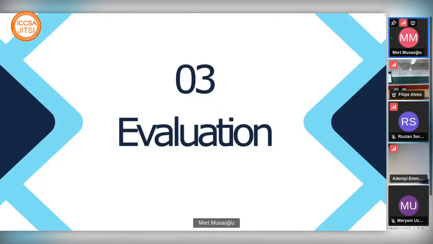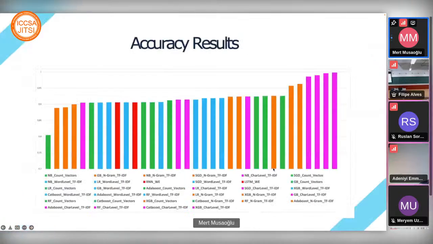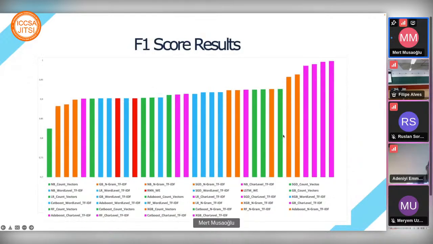So let's go to our evaluation part. Since we developed a classification problem, we use accuracy and F1 score metrics. And here are our accuracy results. For the experimental study, you can see the 34 different models' results here. It has been seen that the character-level TF-IDF embedding method is more successful than the others on this dataset. Also, the tree-based algorithms work much better on this dataset. You can see the same results in the F1 score metric here.